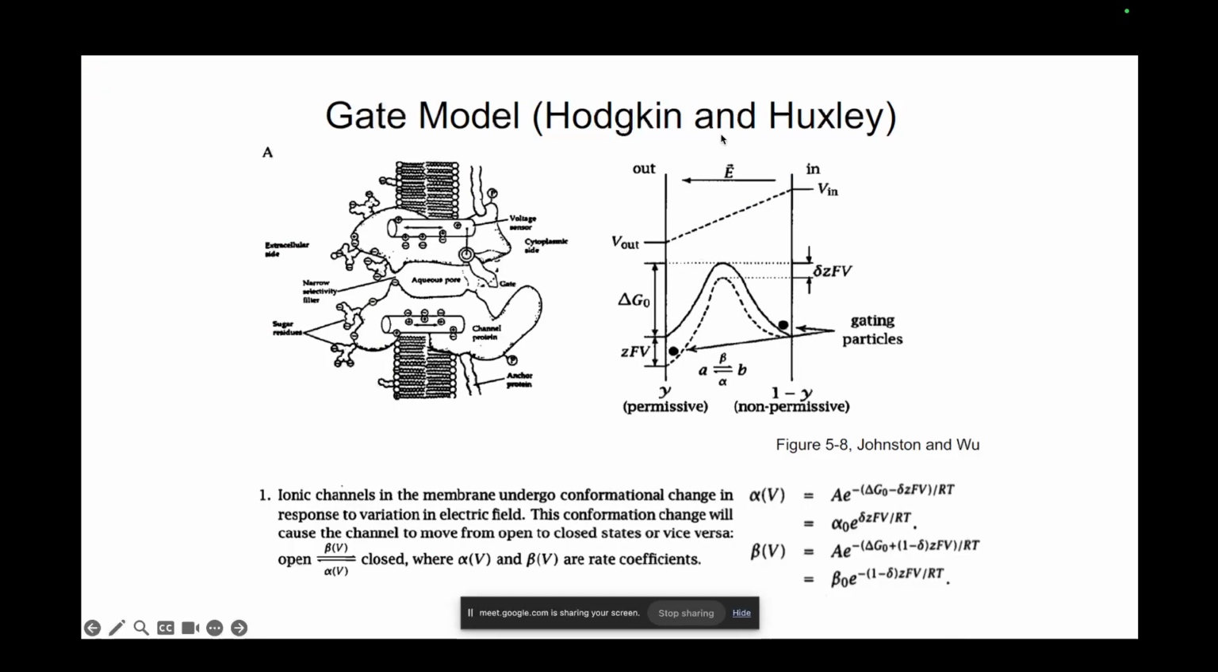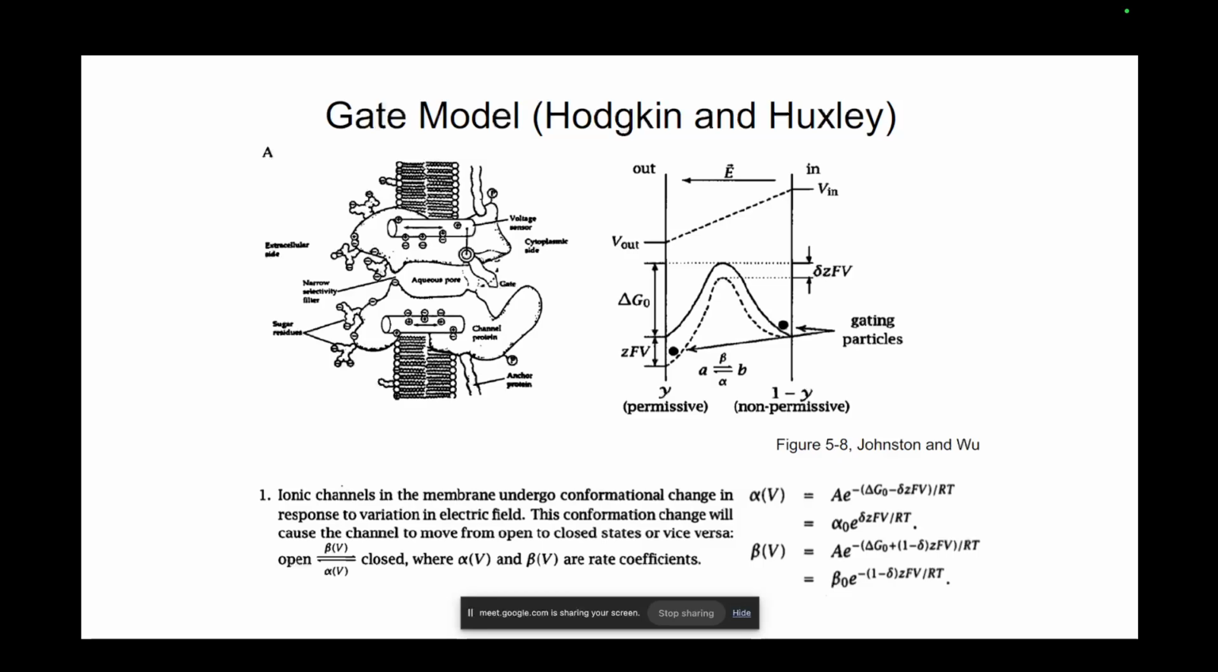So here, I'll not go into the details very much, but I just want to show you what this figure means. We have a permissive state which is on the left, and a non-permissive state on the right. So your electric field will move you from the non-permissive to the permissive state, and the probability of being in this permissive state will be y, and the probability of not being in that permissive state will be 1 minus y. So Hodgkin and Huxley did not know about the ions and different ions that are flowing in and out.